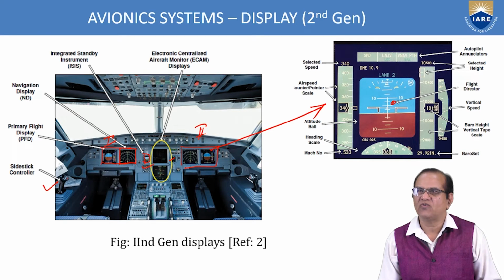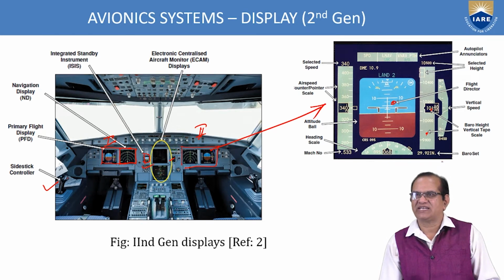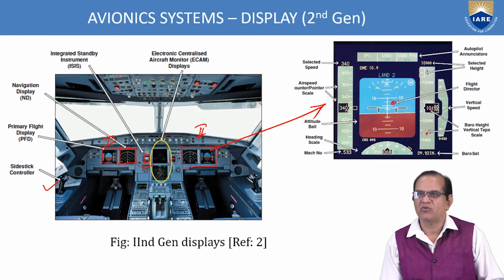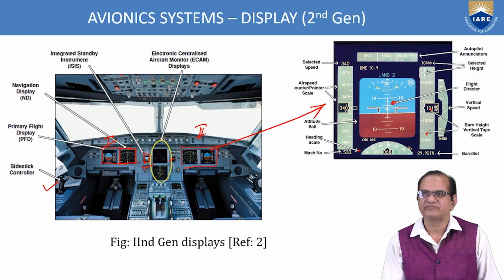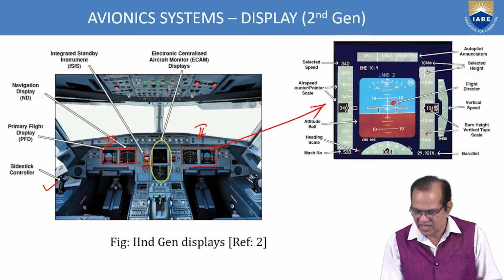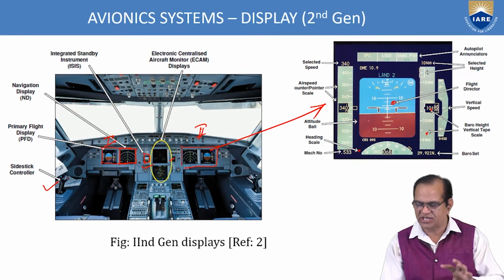Then here you have the vertical speed, the vertical rate of climb. Then we have the barometric height, vertical tape scale. Here, this one and this one, it is the vertical height. Baro set, you can set the barometer. Here we have the Mach number indicator 0.533. Here we have the heading scale. Here we can see the attitude ball. It will show the attitude.